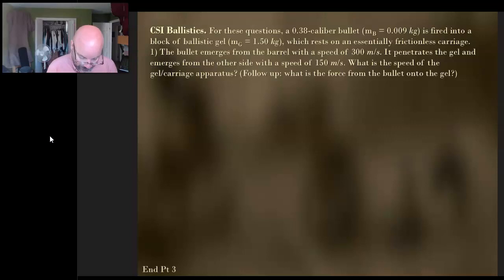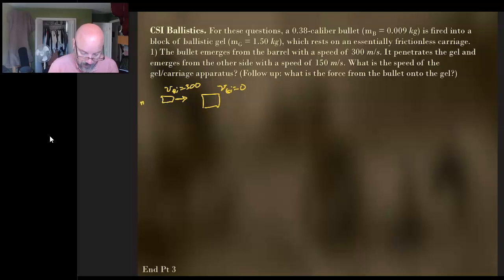Okay, so let's get our sketch going. We're going to have our before and after. Our bullet is here, and it's got a velocity of 300. It's headed this way, and then we've got our gel here, and the velocity of the gel initially is 0.